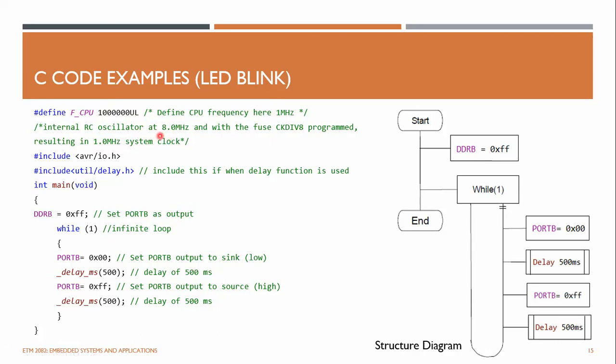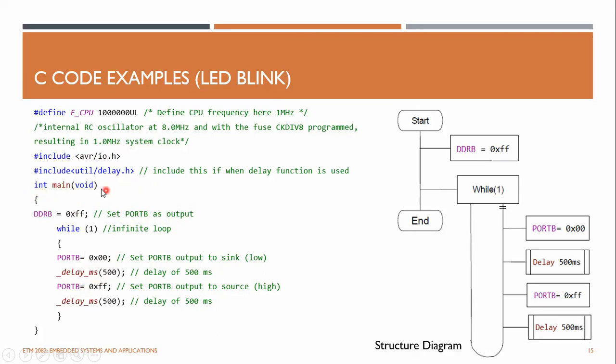If you use external crystals or anything, you have to deal with these bits and make sure the right frequency is used for the clock. Otherwise, your code won't be accurate. Then you include this header, the library avr/io.h. And if you want to add a delay function, delay is a function defined in a library, so you have to include util/delay.h, and only then can you use this delay function.